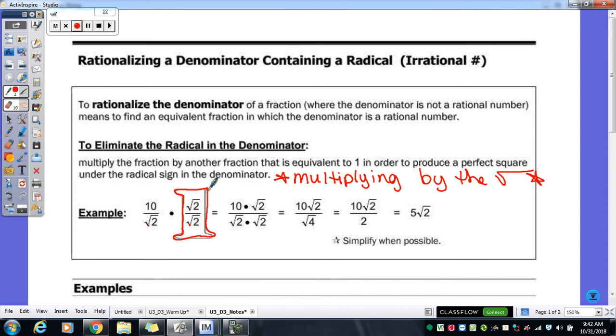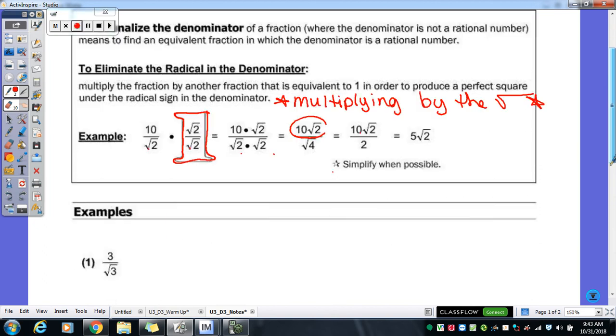So then here's my work. I get 10 times radical 2, which is 10 radical 2. Radical 2 times radical 2 is radical 4, which turns into a 2. So now we don't have a radical in our denominator anymore. That was our goal. And then 10 divided by 2 gives us a 5. So we'll just multiply by that radical sign. So let's take a look at our examples.